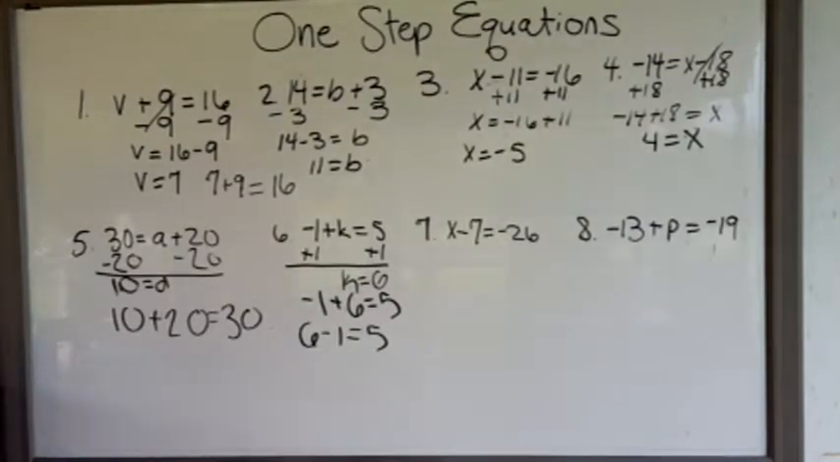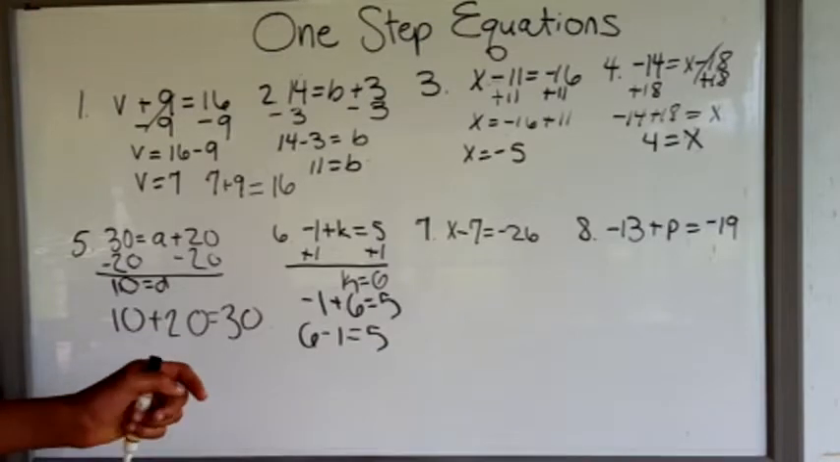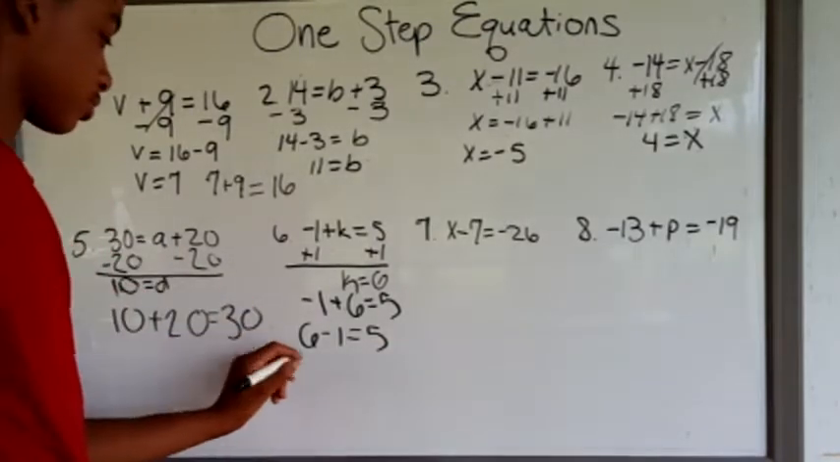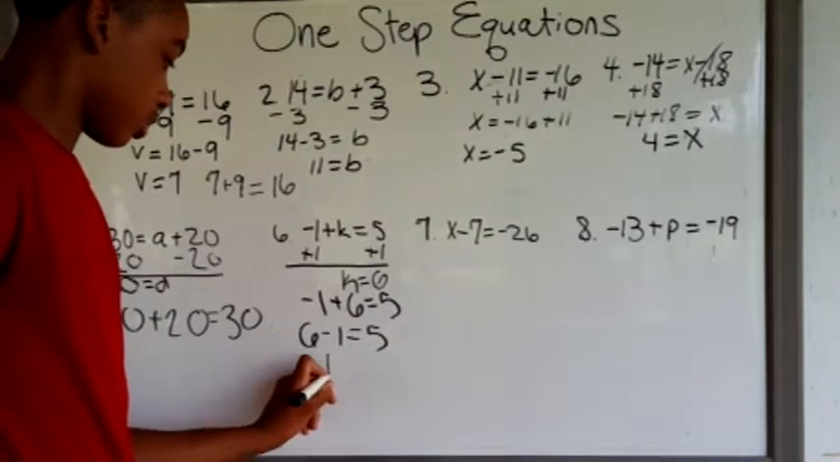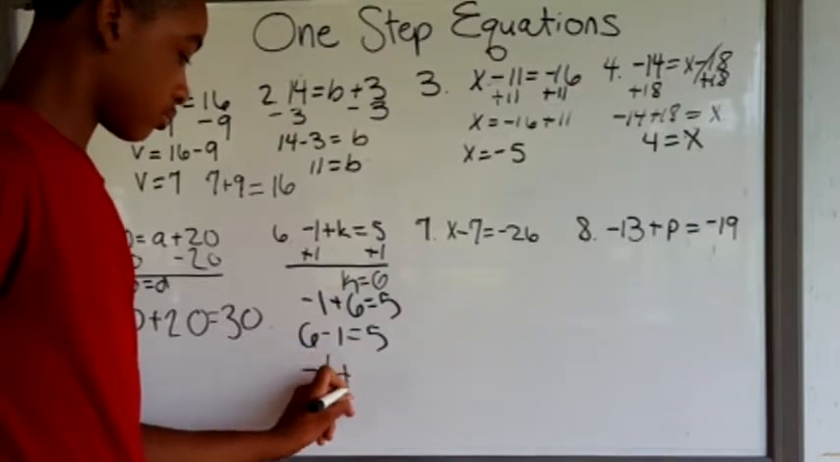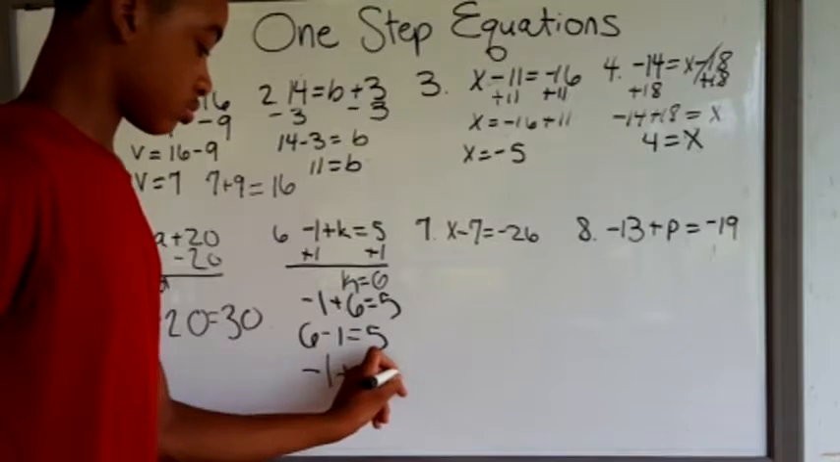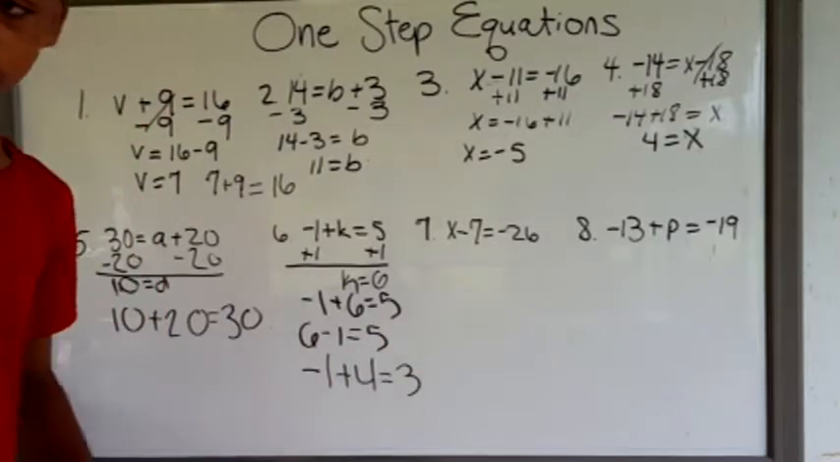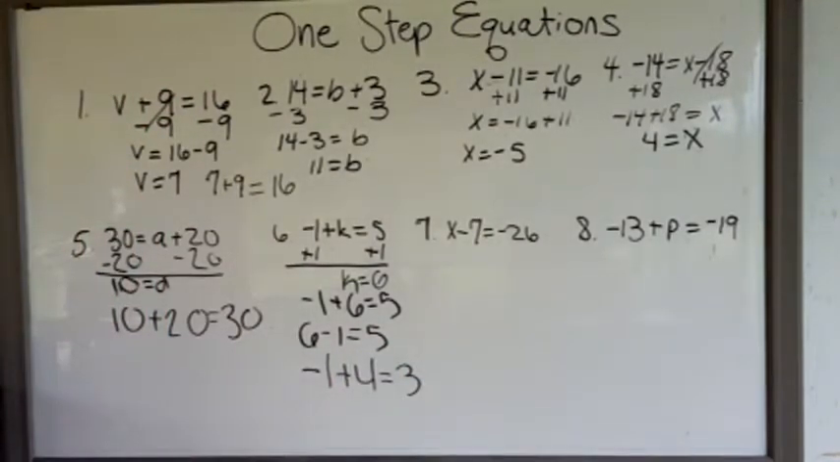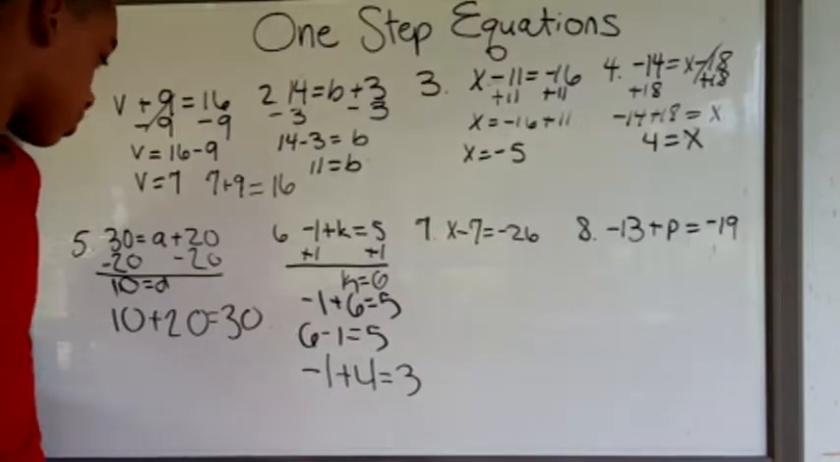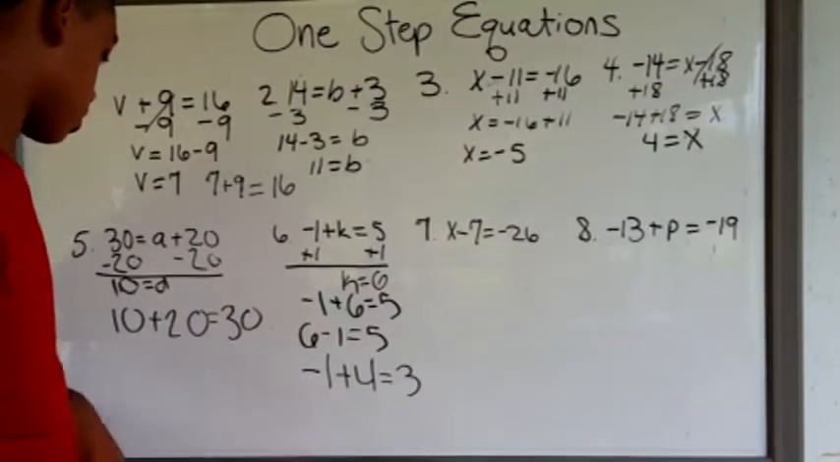So what was the first answer you got for that one when you first did it? 4. Alright, so plug in 4. When he first did it, he got 4. So plug in 4 to that. Negative 1 plus 4 equals. So you can see if that would let him know that he did his math wrong or did a step wrong or something. Alright, so go on to the next one.